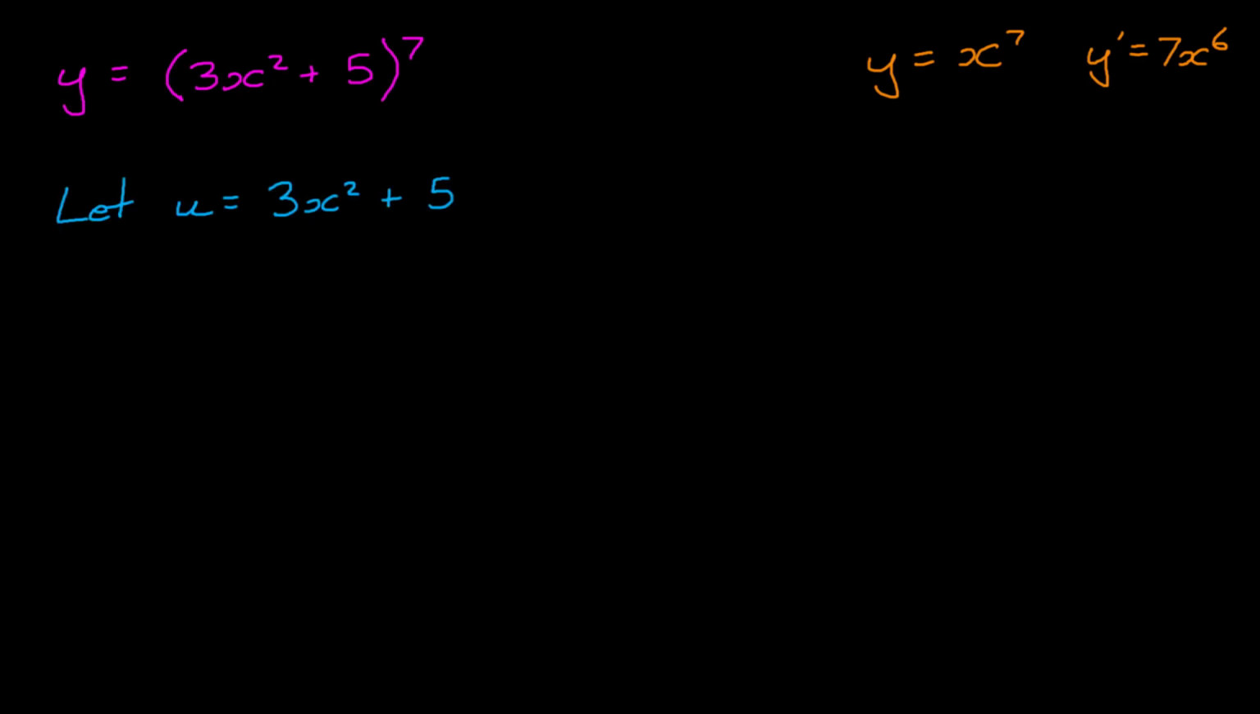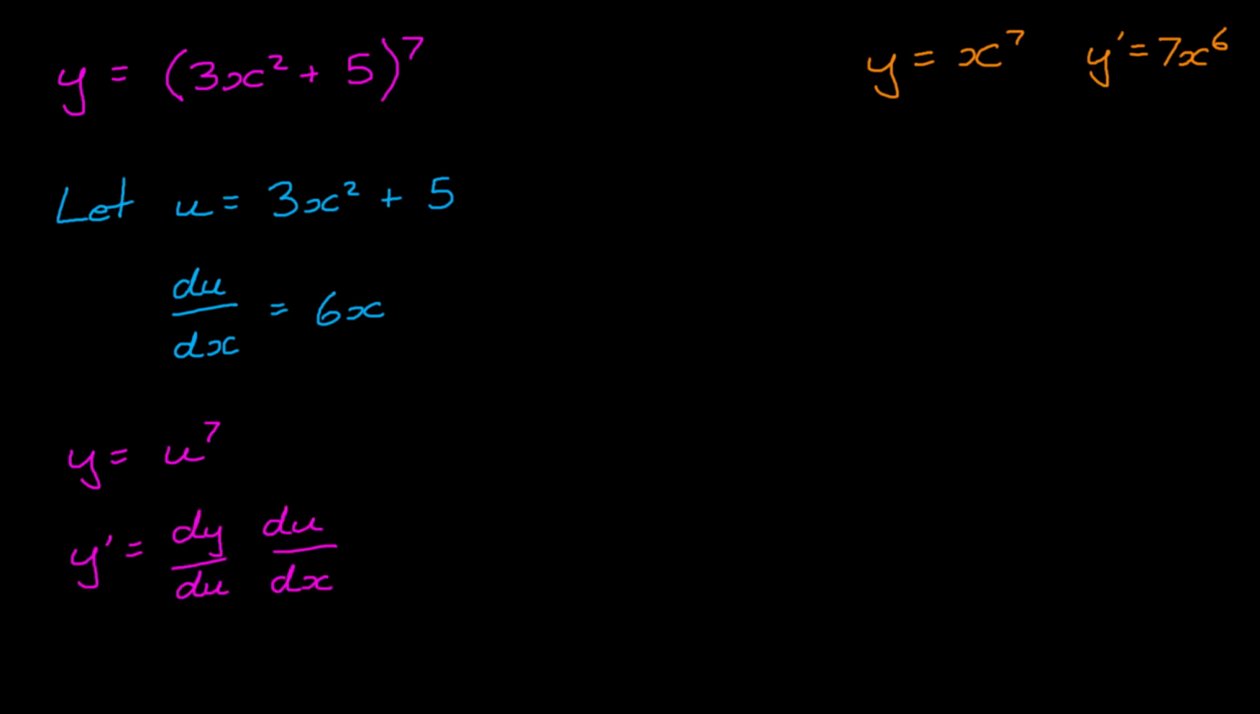In this case, what we're going to do is make a substitution. The inner function, 3x squared plus 5, we're going to let that equal a variable u. This then means that du dx is 6x. So with our substitution, we've now got the formula y equals u to the power of 7. The chain rule says that the derivative of y in this case is going to be given by dy du multiplied by du dx. In this case, dy du is just our normal rule. It's 7 u to the power of 6. And we already know that du dx is 6x.